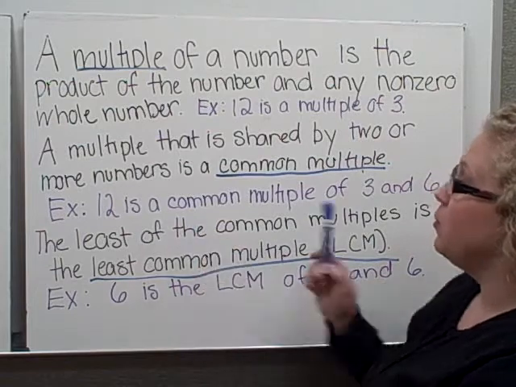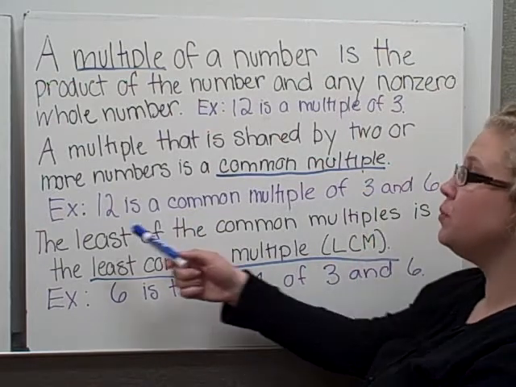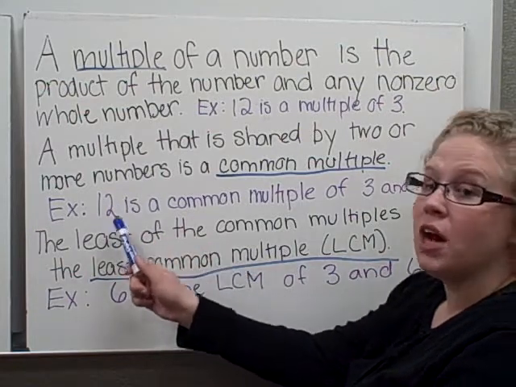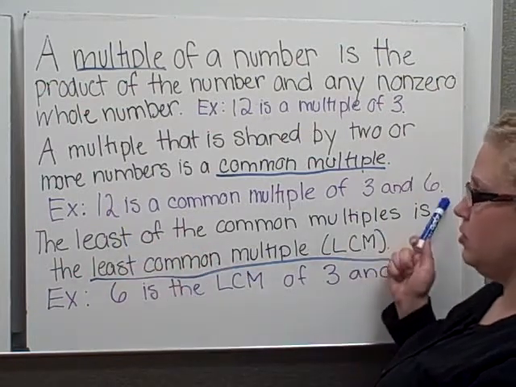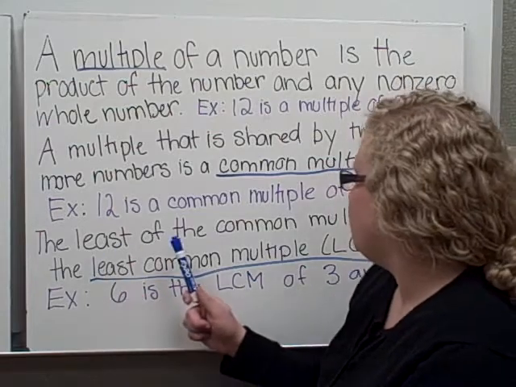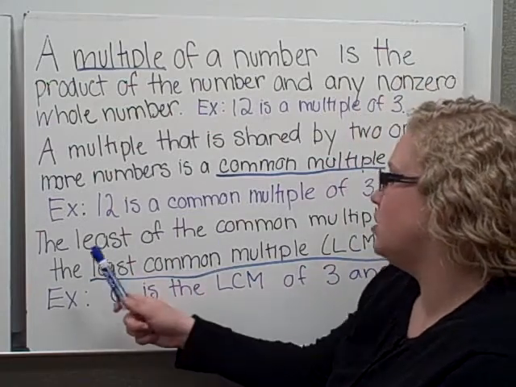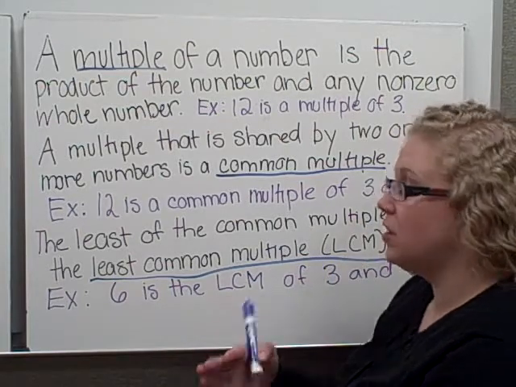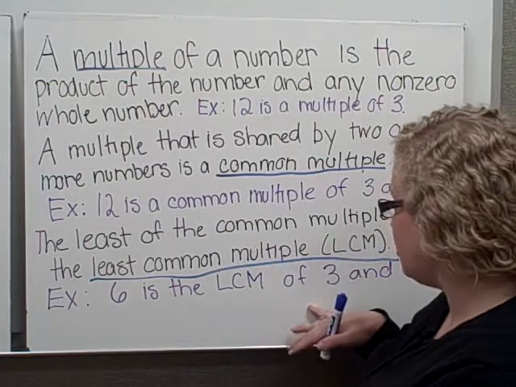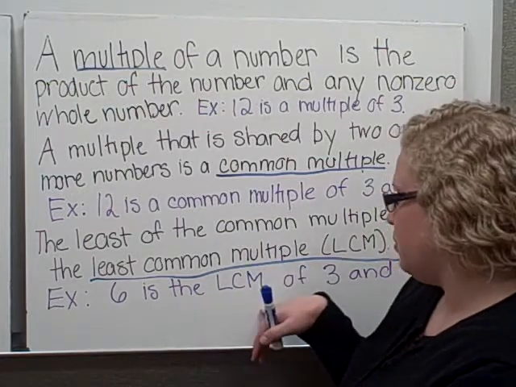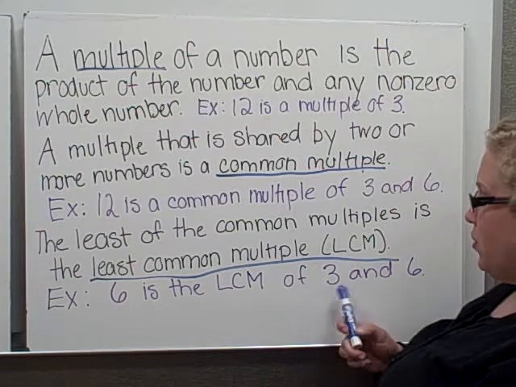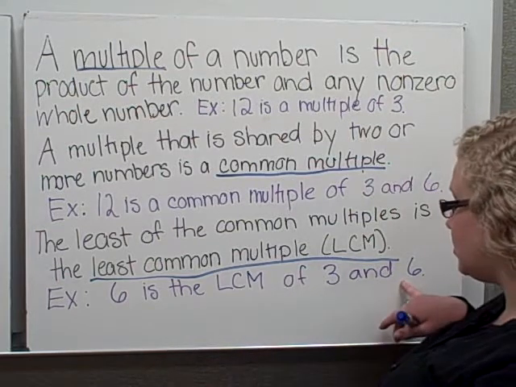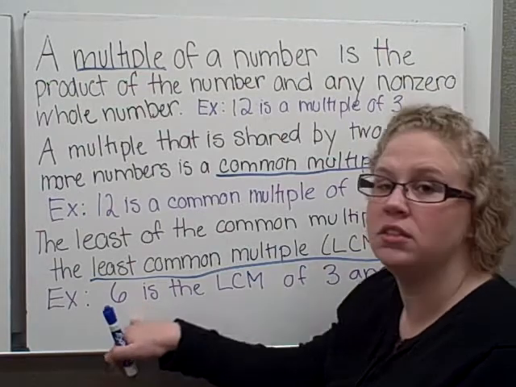So the fact that you can multiply 3 by a number and get 12, and you can multiply 6 by a number and get 12, means that 12 is a common multiple of 3 and 6. Now the least of the common multiples is the least common multiple, or LCM. After you figure out your multiples, the one that they have in common that's the lowest number is the LCM. So in our example here, 3 and 6, the first multiple that they share is 6, and so that is actually the least common multiple.